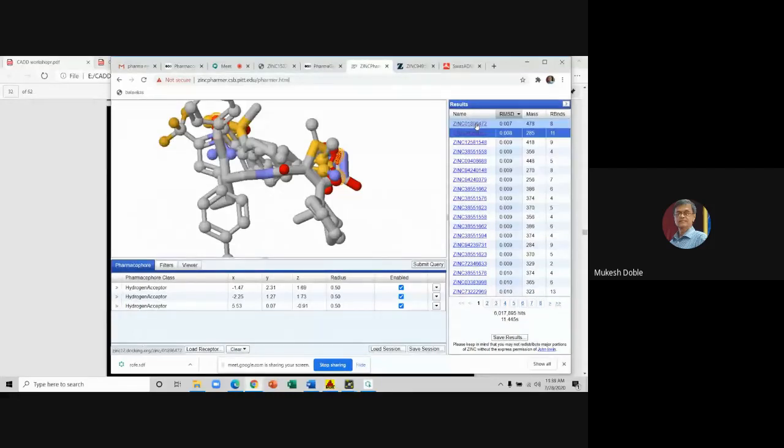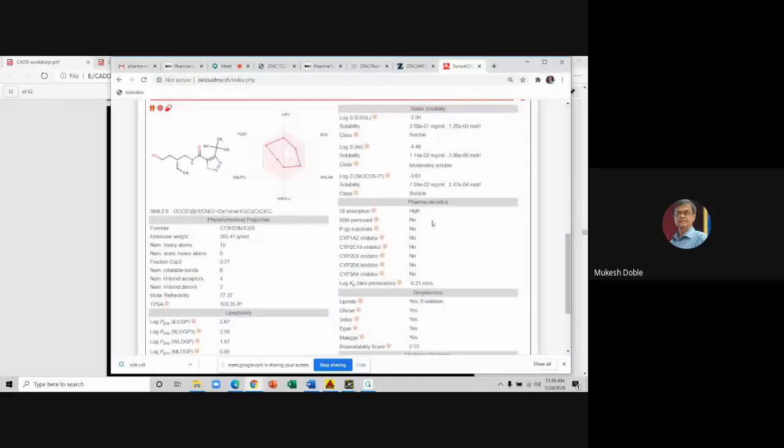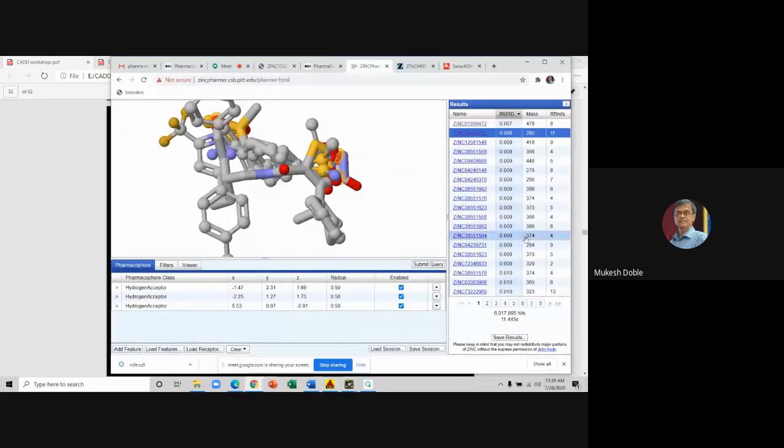So I went to the second molecule, and the second molecule looks very good because it satisfies all the rules, as you can see here. Good GI absorption also. So according to me, that's a better candidate than the first molecule. Then we go to the third molecule. Then we do the same thing, and then select or unselect. Then we go to the fourth molecule.